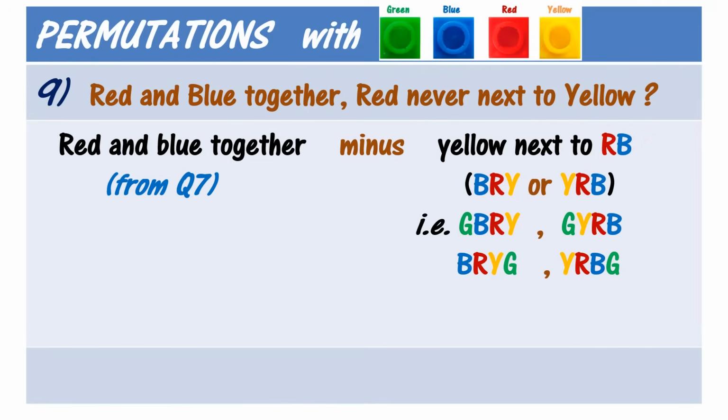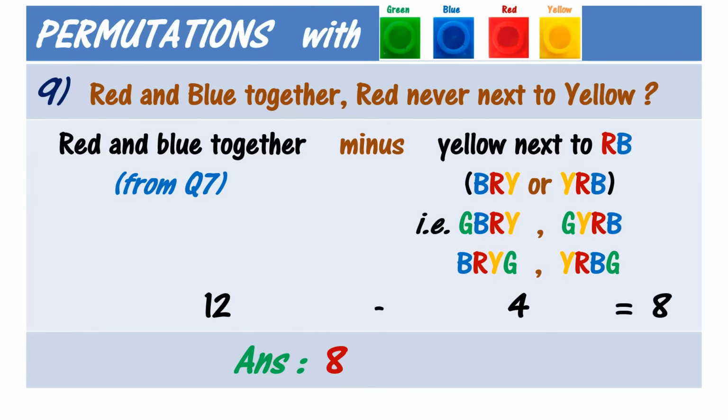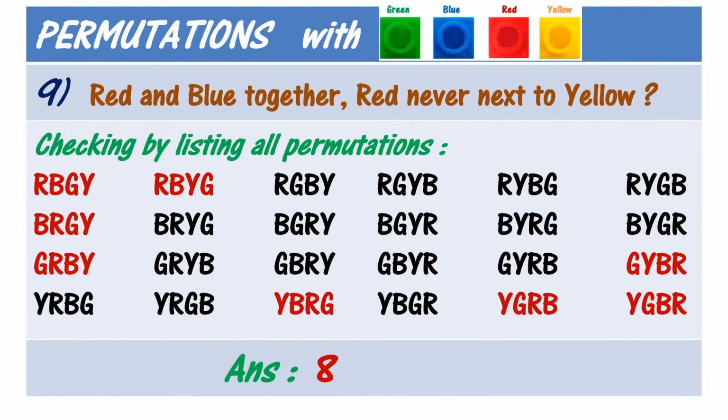So we can take red and blue together, which we already know is 12, and subtract the situations when yellow is next to red, when red and blue are together. So that would be blue, red, yellow, or yellow, red, blue, and that happens in 4 situations. It's red and blue together minus 4. 12 minus 4. The answer is 8. And list all the permutations, and there are 8.